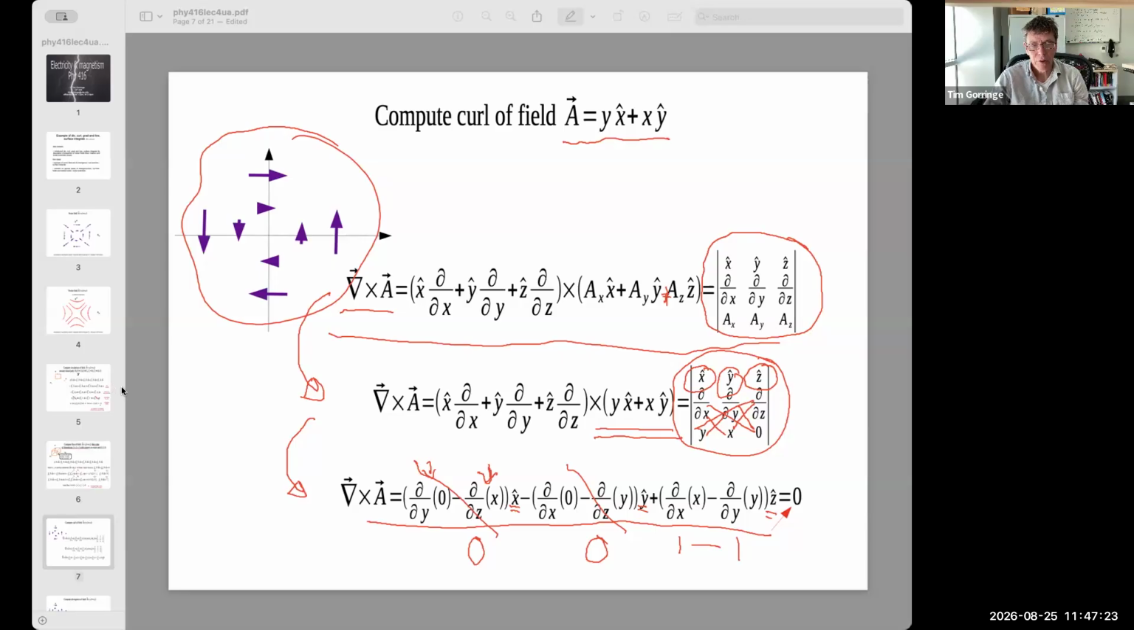Another breather, and we'll move on to the second case of differential vector calculus, which is calculating the divergence of this field.